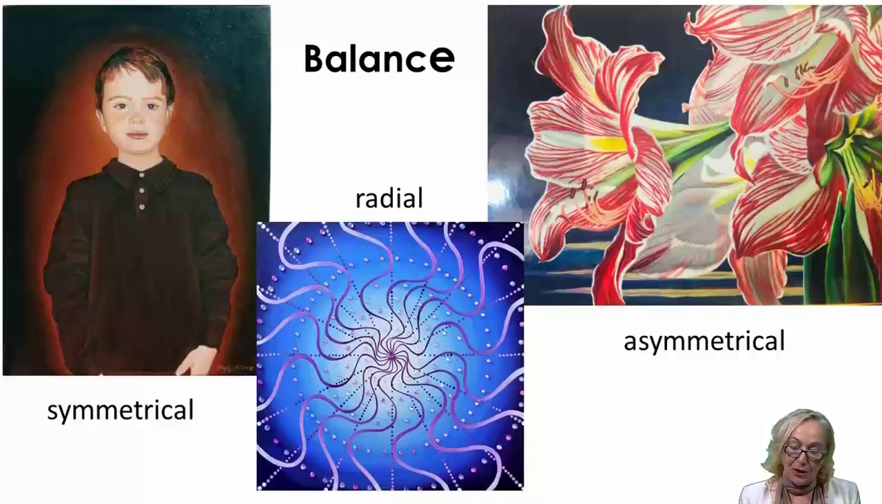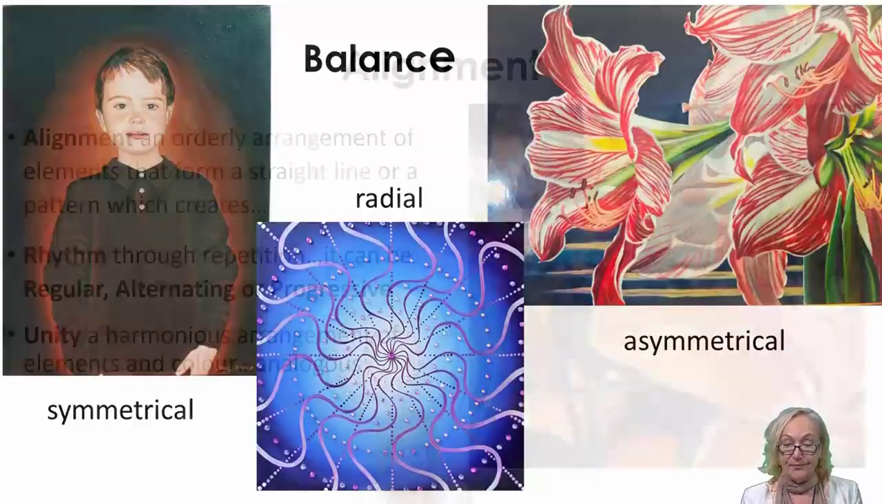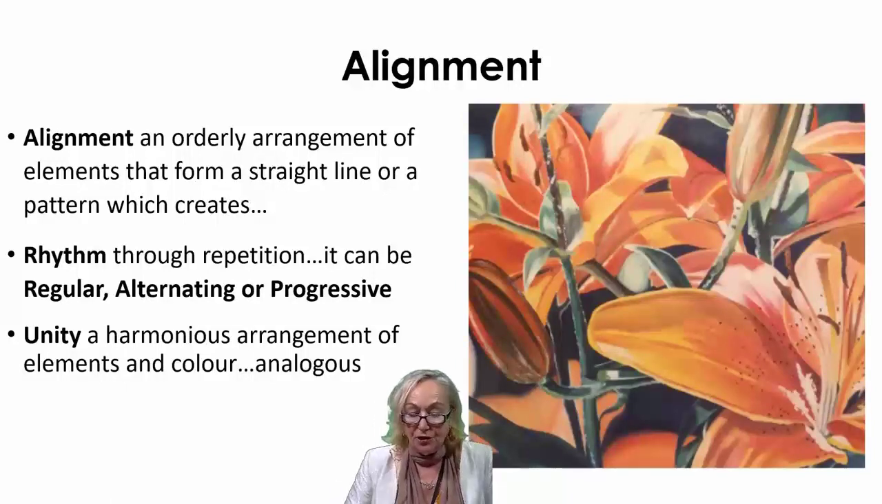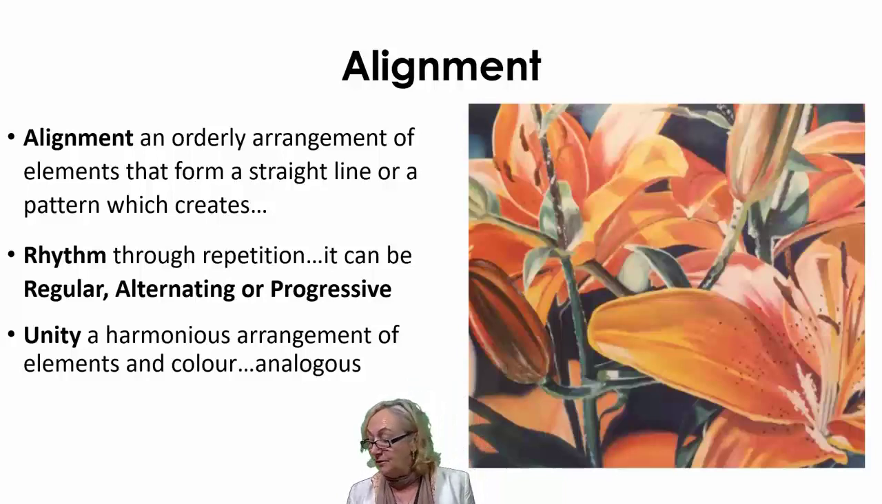Yeah, so next we're going to move on to alignment or rhythm. So we talk about alignment as an orderly arrangement of the elements on purpose into a straight line or a pattern. So when we have patterns happening, it also creates rhythm. And we can divide rhythm into 3 ways: regular, alternating, or progressive.